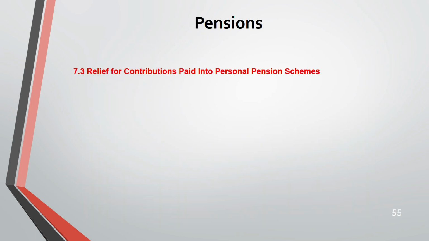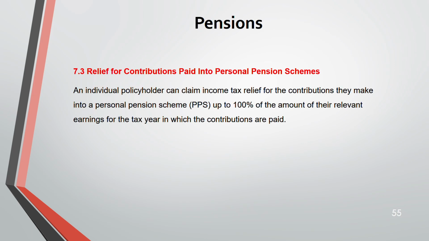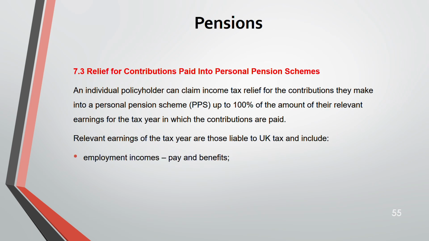Now we are moving on to relief for contributions into personal schemes. So from occupational we are moving on to personal schemes. Here they can claim tax relief up to 100% of the relevant earnings in which contributions are paid. Relevant earnings are very important for you to know. So what are the relevant earnings? Not all earnings are relevant.